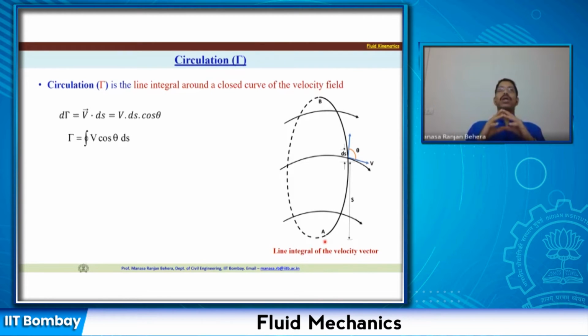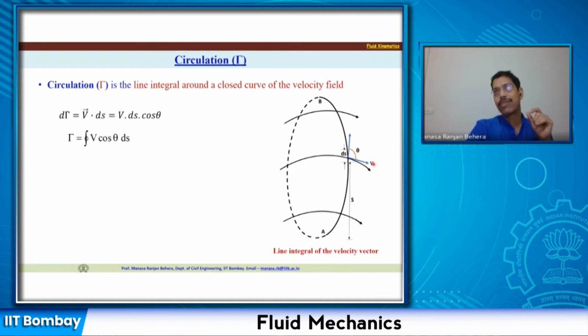Because I am taking the integration over this closed curve, which is a line, I take the elemental length ds, find the velocity vector along this line, and then integrate all through the line. So what is the velocity vector here? These lines are my streamlines. Now, at this point, the velocity is going to be tangential to the streamline.